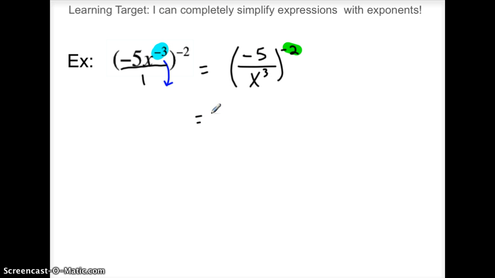So maybe I'll work down here. X cubed comes on top. Oh yeah. Negative 5 comes to the bottom, and the 2 turns positive on the outside. All right, we're getting somewhere. Picking up what I'm laying down here?